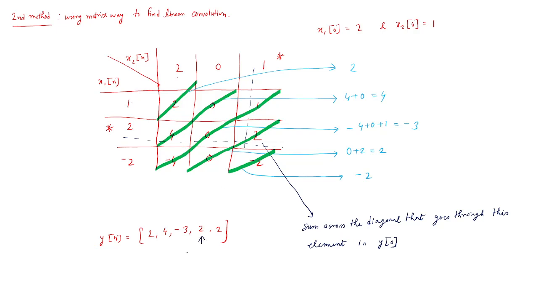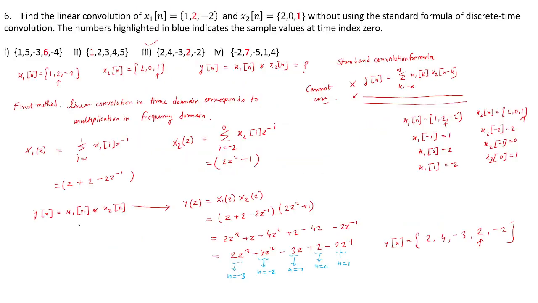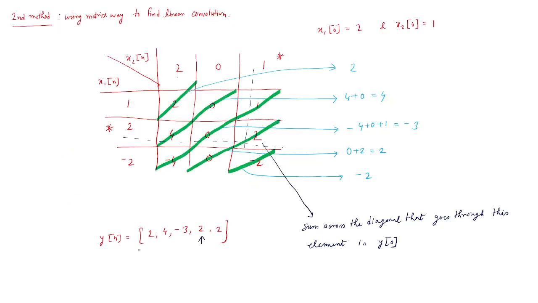So therefore you can see we obtain the similar result as we obtained from multiplication in the frequency domain. It comes out to be 2, 4, -3, 2, -2 only. So your correct one.